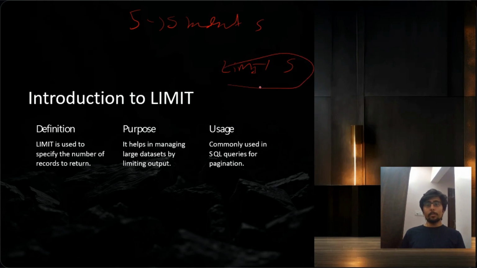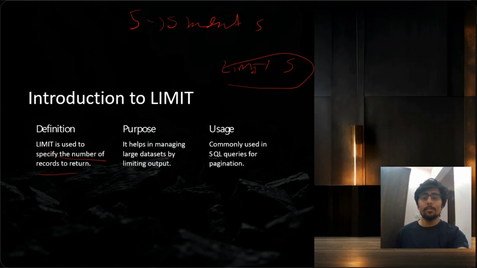We have other things also like offset, which we'll be discussing later on. Not to worry about that. So limit is basically used to specify the number of records to return. How many records do you want to return? For example, only five students you want to give a prize, so you will return only five students. You can do it in a similar way for other things as well. So this is how we should do it.